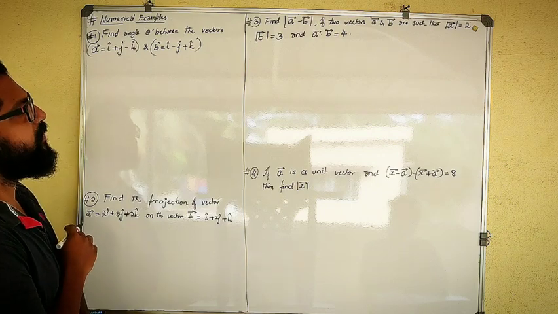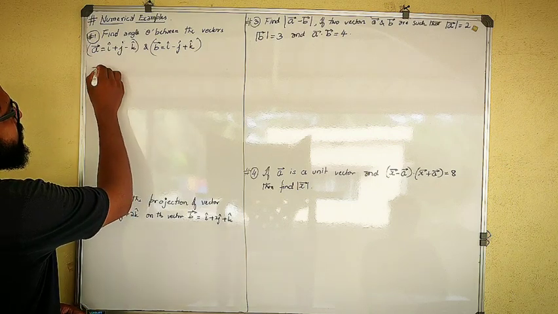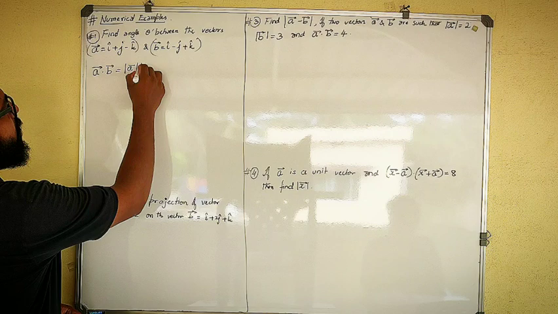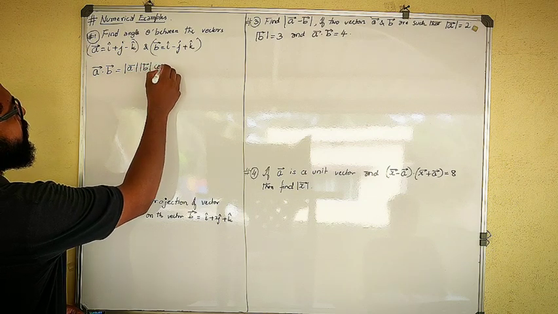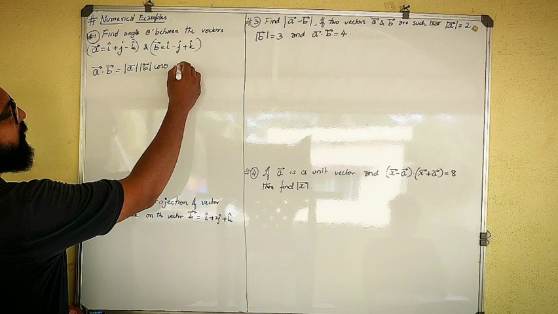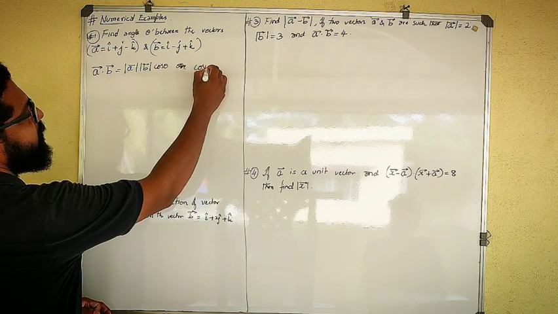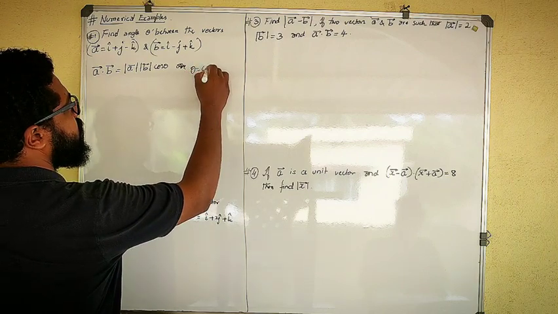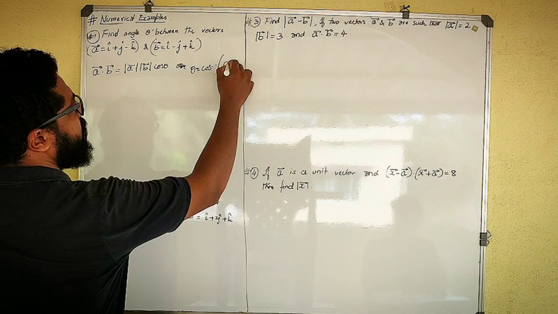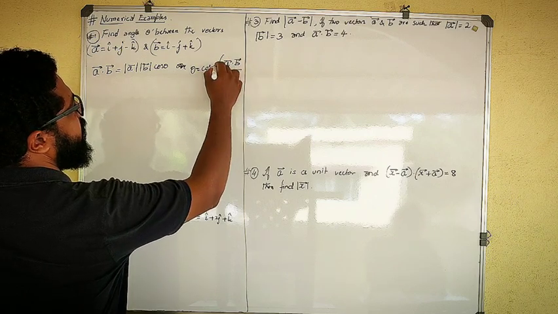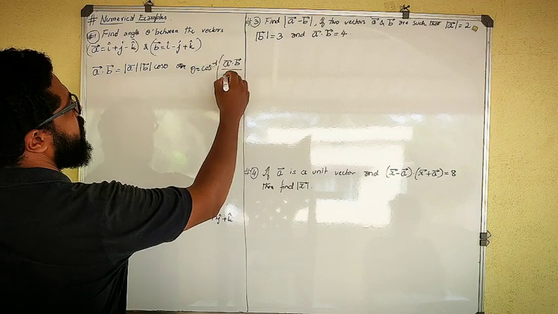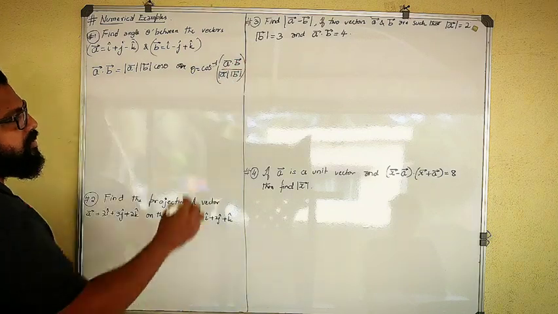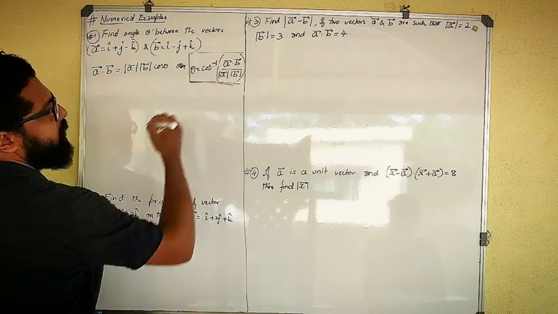To find the angle between these two vectors, I'll write the formula once. That is A dot B is equal to magnitude of A into magnitude of B into cos theta. Okay? Or in other words, I can rewrite the formula in terms of the angle itself. Cos theta is equal to, or I'll write the inverse form. Theta is equal to cos inverse of A vector dot B vector divided by magnitude of A into magnitude of B. Okay, so this is the formula which I am going to use in this problem.